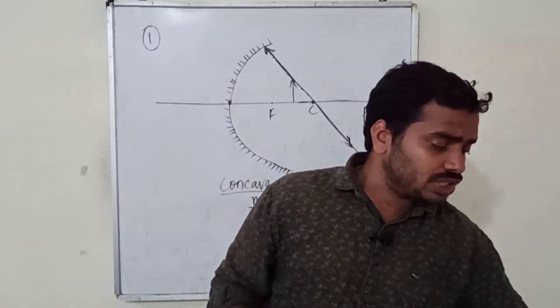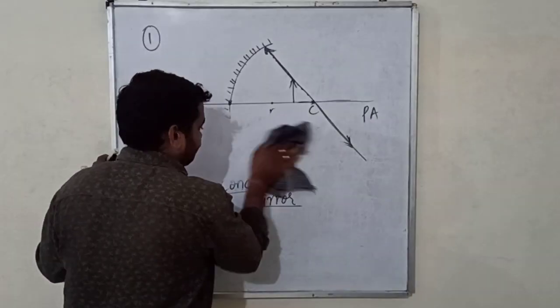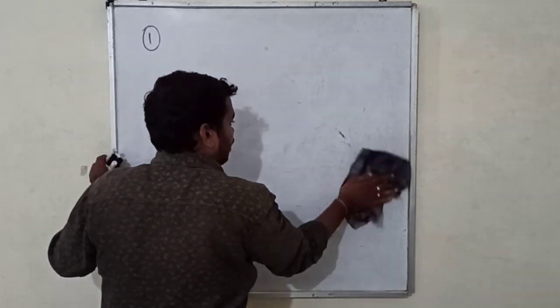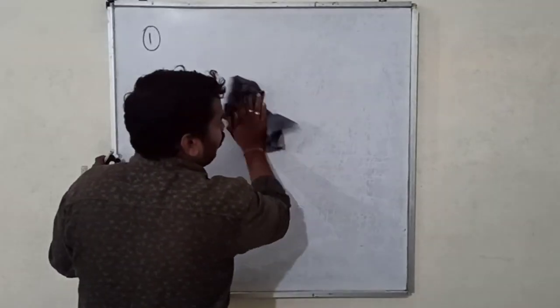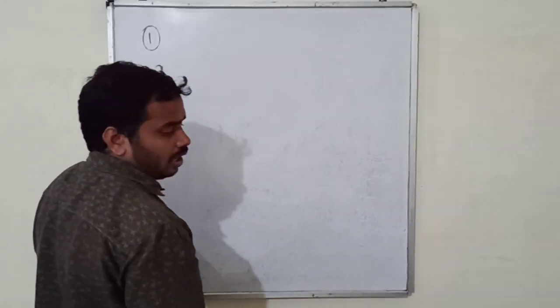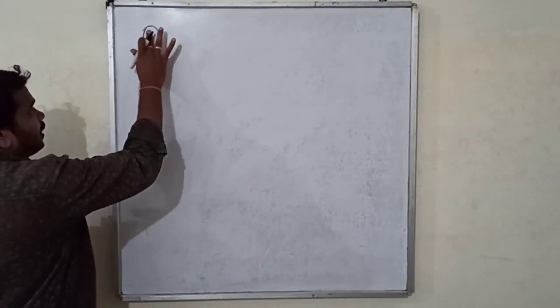Next we shall consider the second case. I am erasing this. Previously I forgot to notify the pole as P. I have told you where the pole is, but you just write the point as P. Okay. Next, the second point.